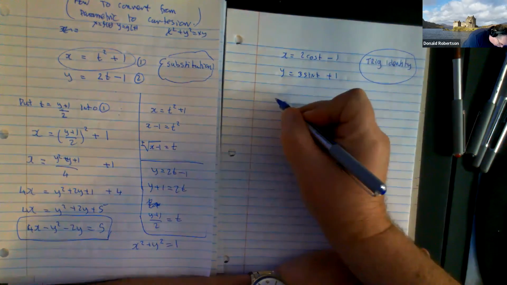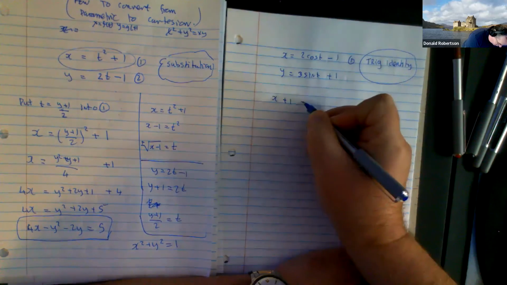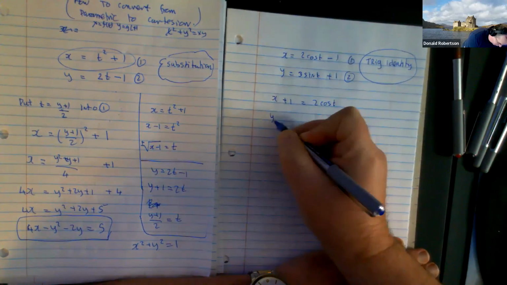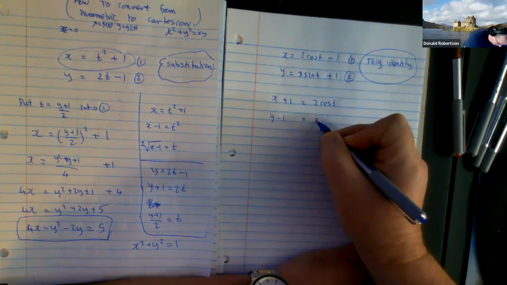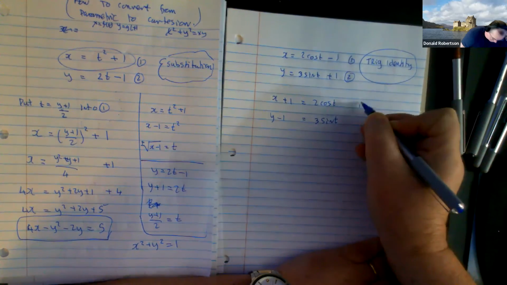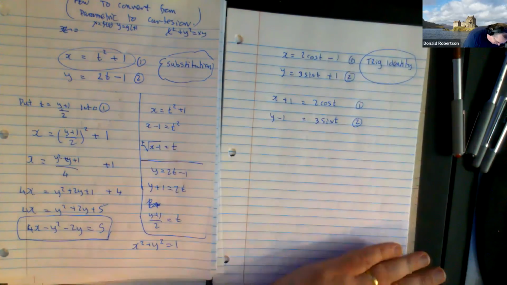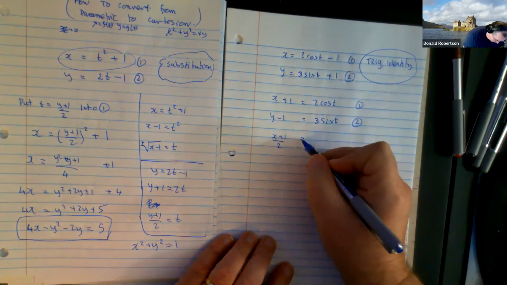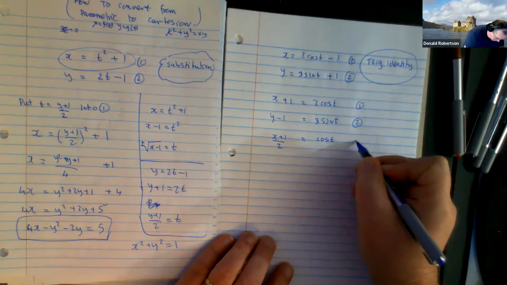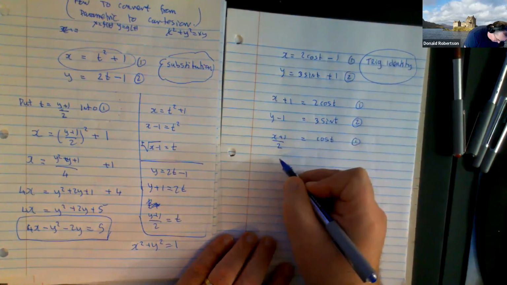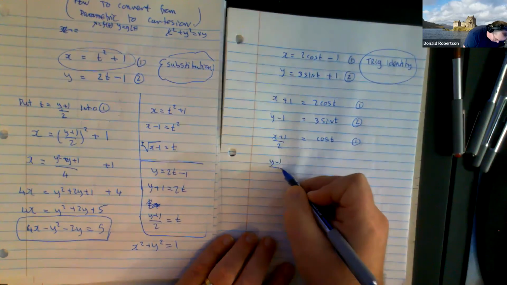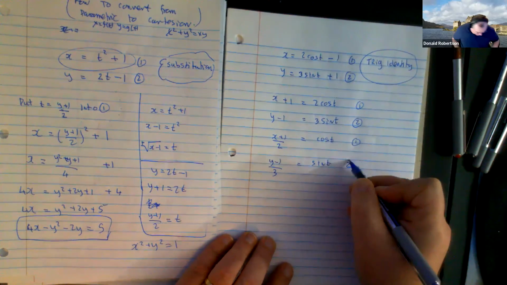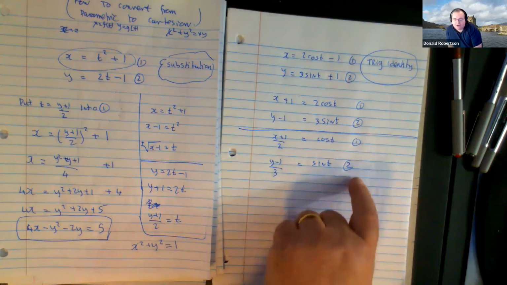I'm going to take equation 1 and add 1 to both sides. I'm going to take equation 2 and subtract 1 from both sides. And they're going to be my new equation 1s and equation 2s. I'm going to take equation 1 and divide it by 2. That's my new equation 1. And equation 2, divide it by 3. And that's my new 2 equations.